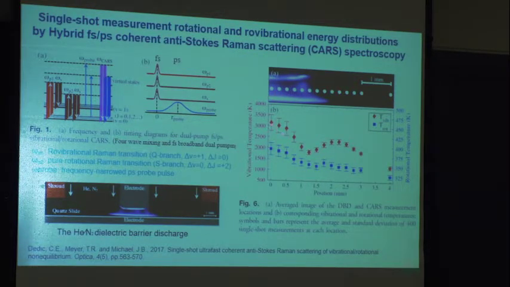You can see this is the vibrational temperature, and this is the rotational temperature. The difference is probably about 1,000 Kelvin, depending on the location in the plasma.